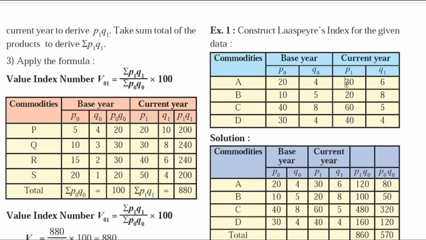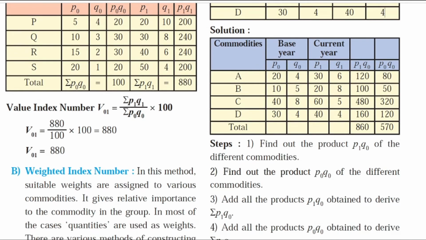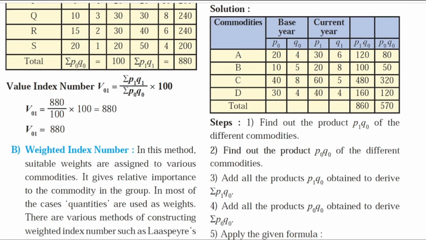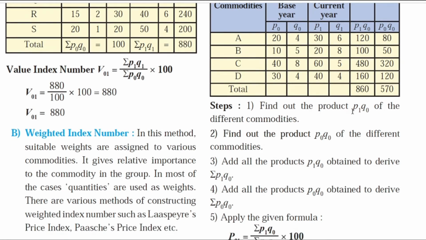You can see for commodity A, the price in the current year is 30 and quantity is 6. Similarly for B, 20 and 8. For commodity C, 60 and 5. And for commodity D, 40 and 4. So let us apply the formula of Laspeyres price index here. As you can see, we need to find out the product first for P1Q0.